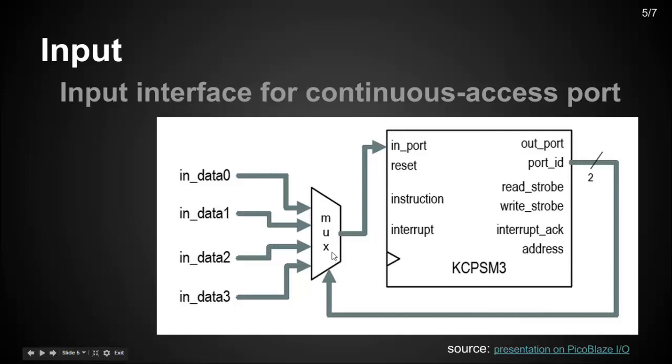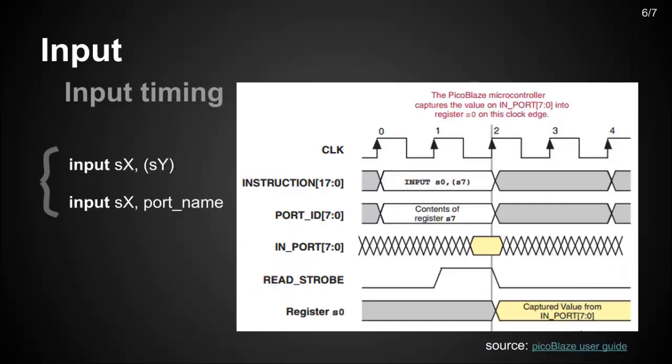Also, this multiplexer has a size proportional to the number of possible inputs available. In this case, we have 4 inputs. After the selection of the input, the corresponding data is going to be transferred to the in port, and after that it is going to be transferred again to any of the 16 data registers available inside the PicoBlaze. The input operations have certain timing that we are going to analyze now.